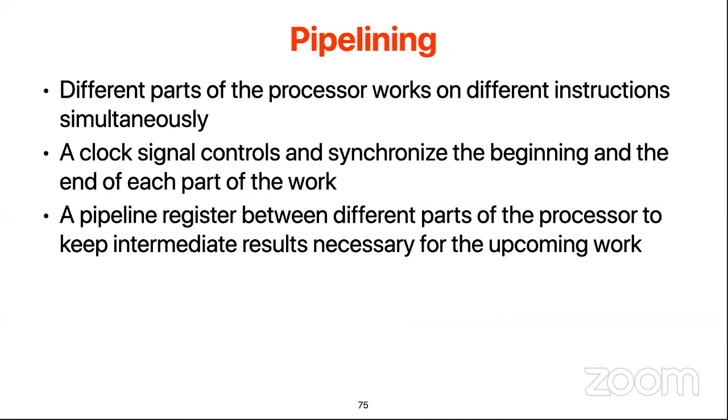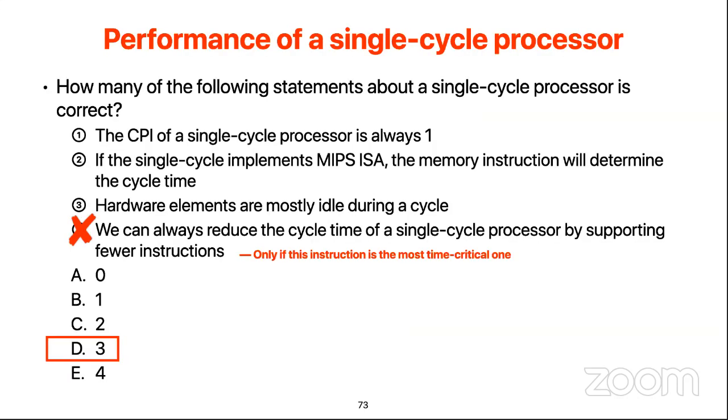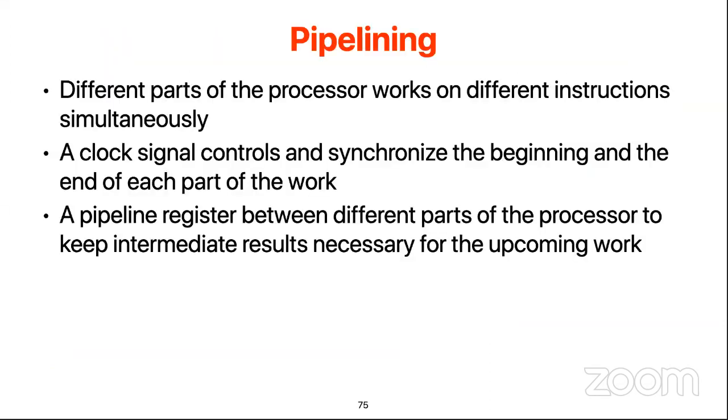And as we said, the single cycle processor is slow because it has a lot of drawbacks: the cycle time has to be aligned with the instruction with the longest latency. So we use another idea called pipelining. Pipelining means that different parts of the processor work on different instructions simultaneously, and the clock signal controls and synchronizes the beginning and the end of each part of the work, and the pipeline registers between different parts of the processor keep the intermediate results necessary for the upcoming work.